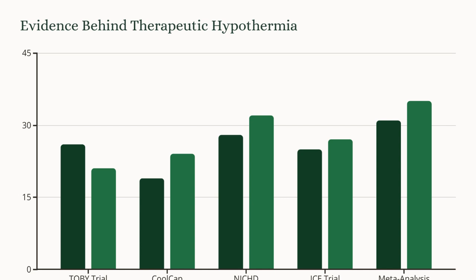Is all this effort worth it? Let's talk numbers. Therapeutic hypothermia reduces mortality in HIE babies by 25 to 30%. It slashes the risk of severe neurological disability. Backed by massive RCTs and meta-analyses. And guess what? The earlier you start, the more dramatic the benefits. Even better, brain MRI plus EEG during and after cooling can predict outcomes with 90% plus accuracy.